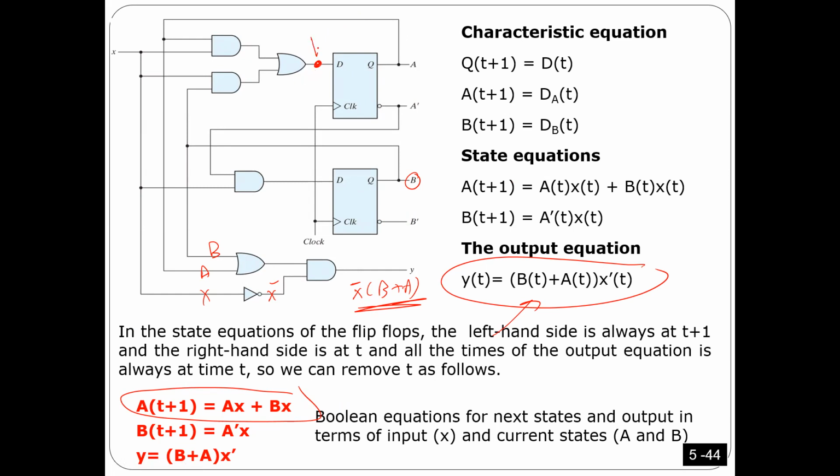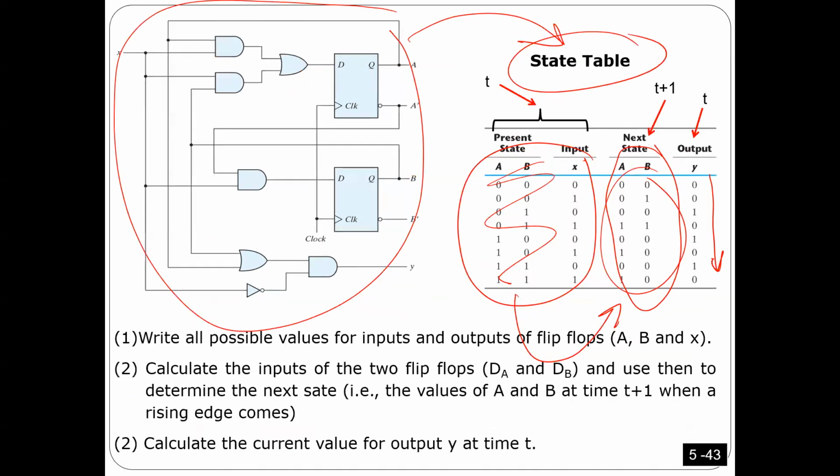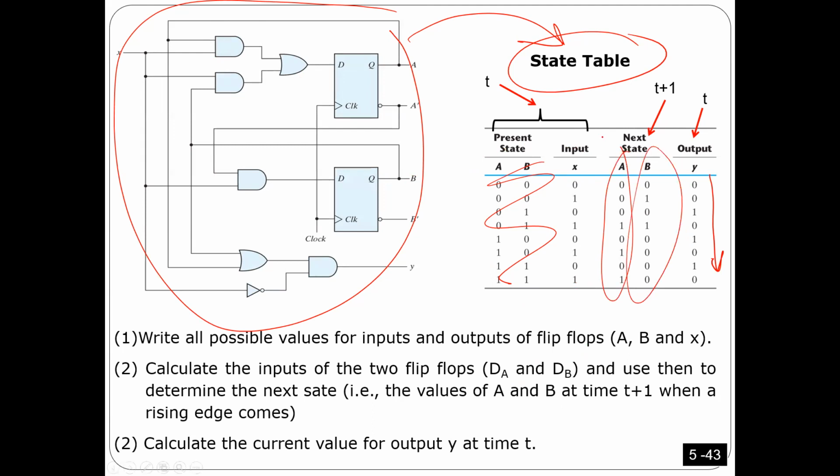When I calculated the current input here, given from this combinational circuit, I found it's this way. Then I removed the t, because this one is always at time t. So the new value for A should equal the current value for D, which is actually AX or BT. Using this equation, you can fill up this one here, and it's the same thing here. Is that okay?